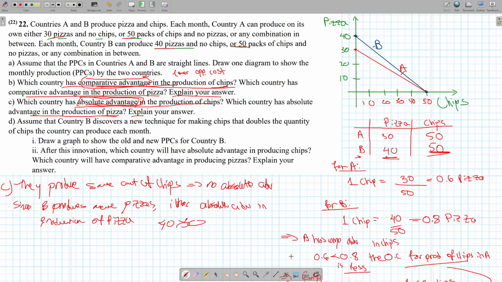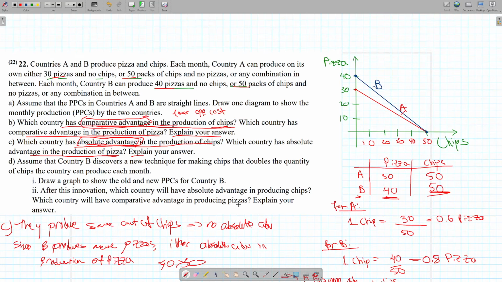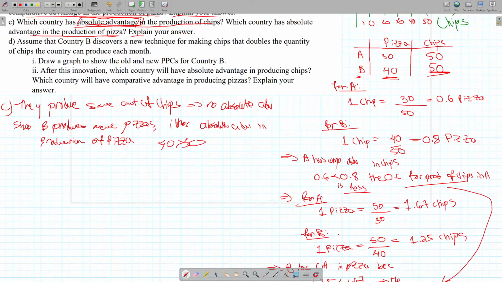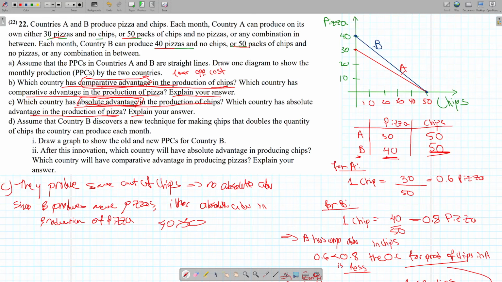Now, part D, assume that country B discovers a new technique for making chips that doubles the quantity of chips that the country can produce each month. Draw a graph to show the old and new PPCs for country B. So, the old PPC for country B was like this. Wait, before we go down. They're saying that the chips doubled.